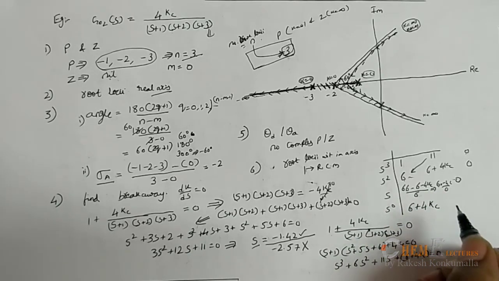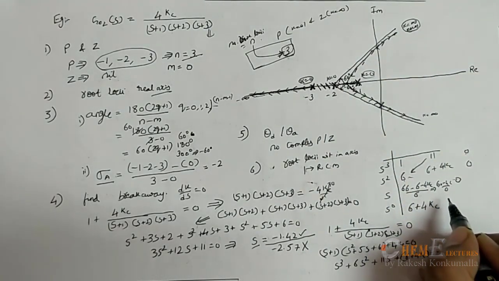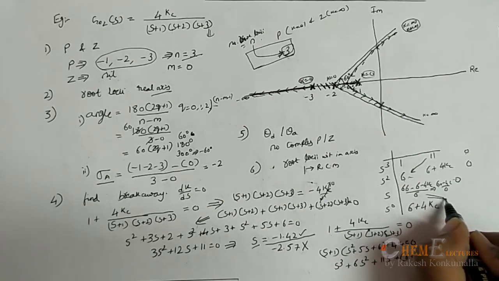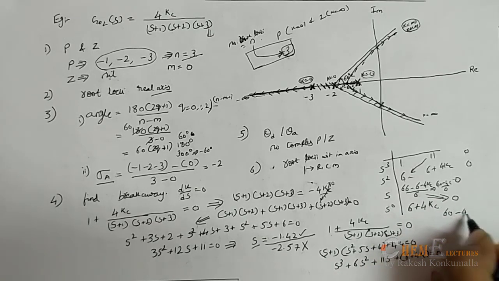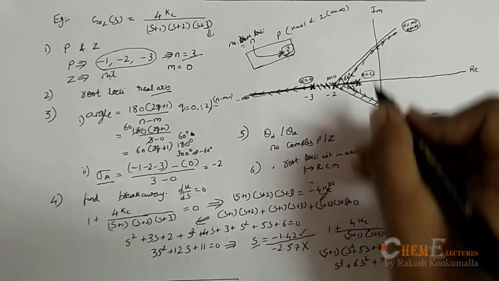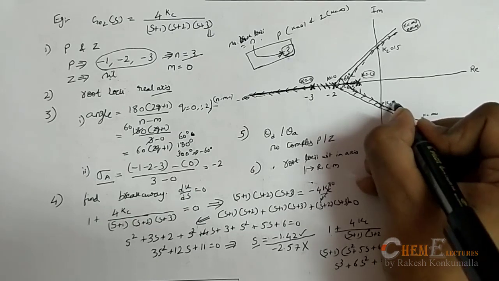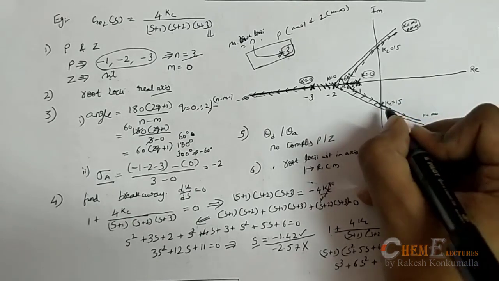Now to find the point of intersection of the root loci with the imaginary axis, that means at the verge of stability, as I told you, this term will be equal to 0. That means (60 minus 4kc) by 6 is equal to 0, where my kc will be 15. That is the maximum, ultimate value of kc, where kc is equal to 15. At this point only it will touch the imaginary axis.